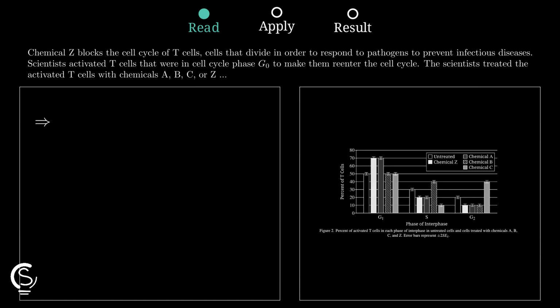B. The dependent variable is the percentage of cells in each phase. Untreated cells serve as a negative control for baseline comparison. Chemicals B and C serve as positive controls to validate the assay's ability to detect blocks at S and G2. C. Chemical Z blocks G1 because its distribution mirrors chemical A.